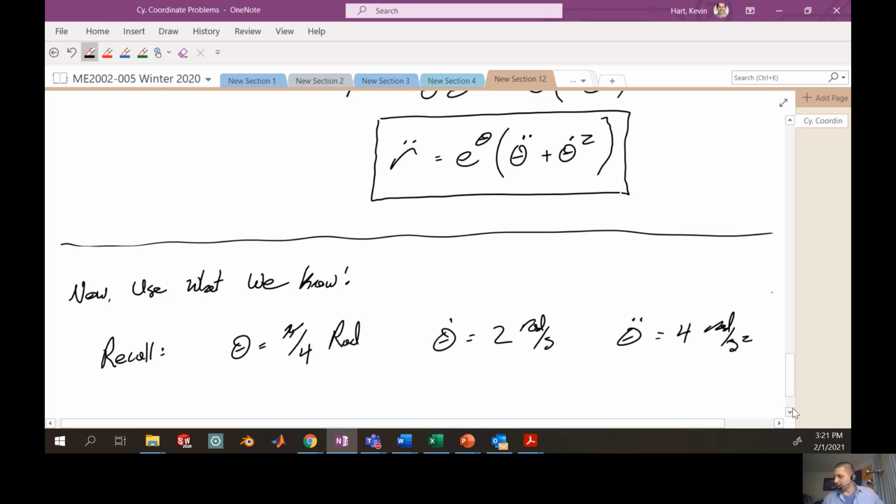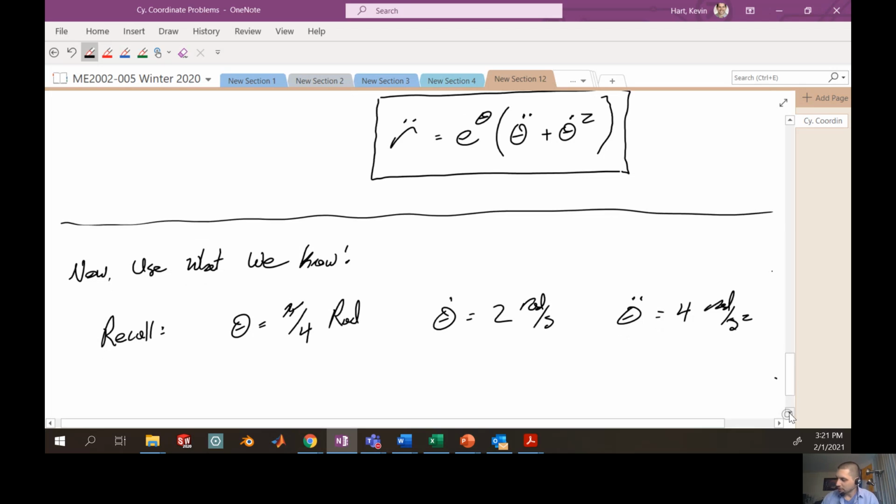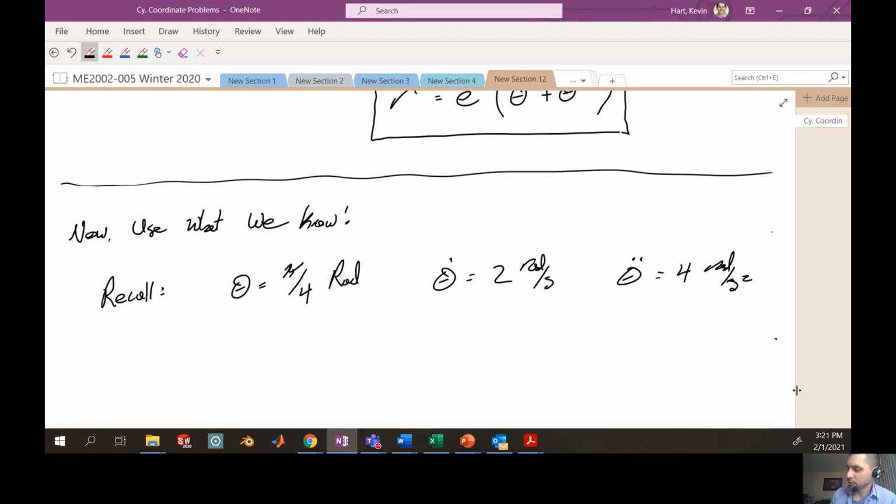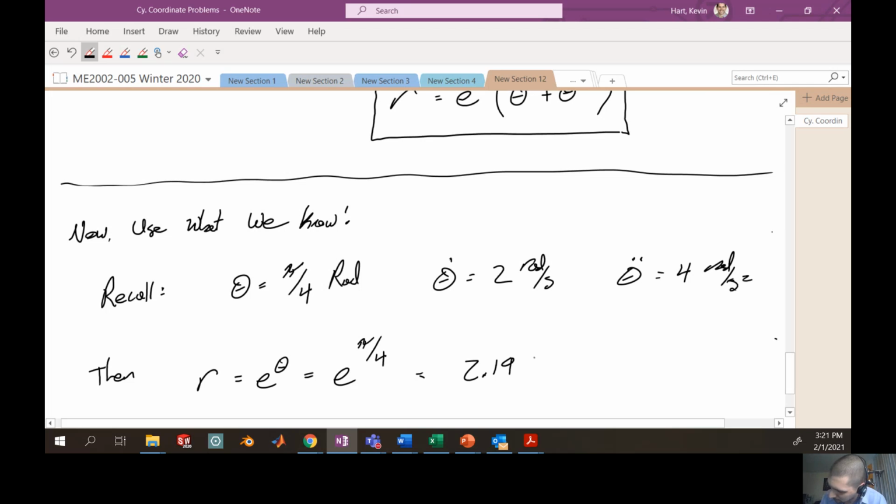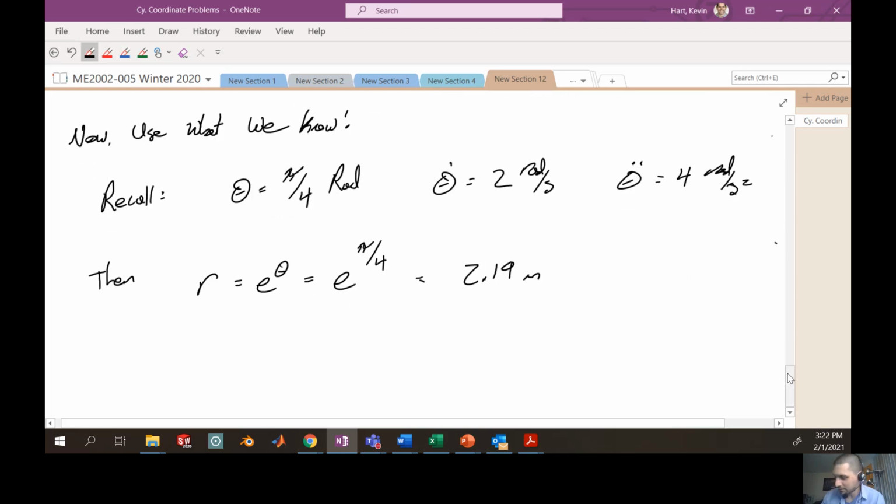And we can use that now to calculate the various values of r, r dot, and r double dot for this particular problem. So then we know that r is e^θ. And at this particular snapshot in time, which is what we're interested in, we have e^(π/4). If you want this in decimal form, this is a known amount. This is 2.19 meters. You can just plug this into your calculator if you'd like.